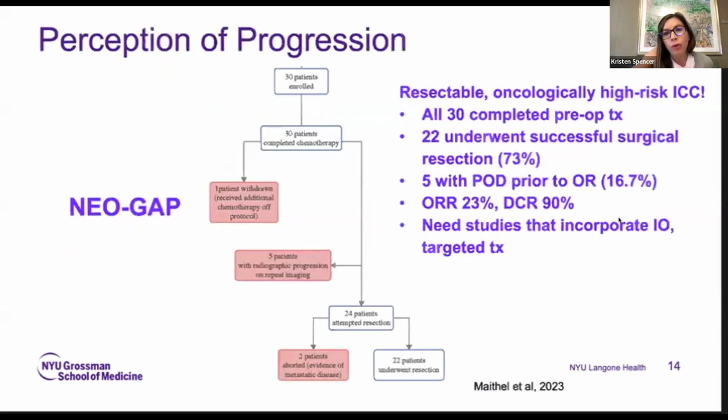We have also seen a risk of progression suggested in the past, and that's predominantly been done in retrospective reviews, often from the transplant literature, and I would argue not in the setting of modern therapy. So we're all familiar by now with Dr. Meitel's NeoGAP study in surgically high-risk ICC, where patients receive neoadjuvant gemcitabine and nab-paclitaxel. And what we know from that trial is that all 30 patients completed pre-op treatment. About three-quarters, or 22, were able to undergo successful surgical resection.